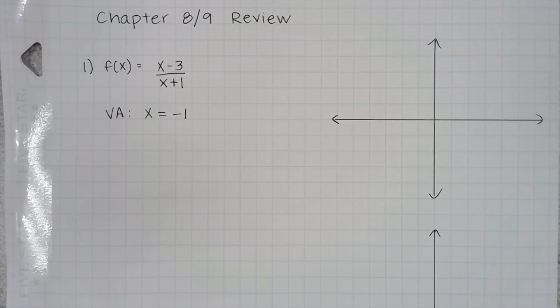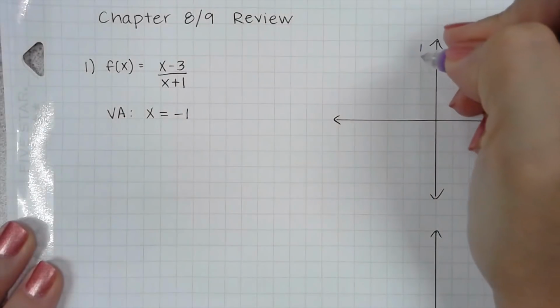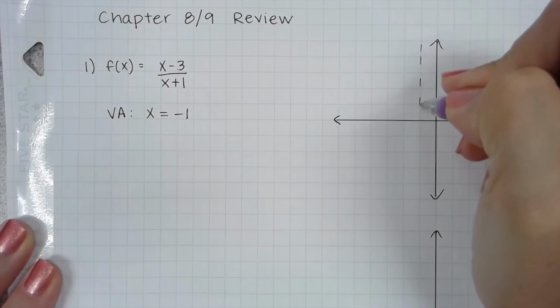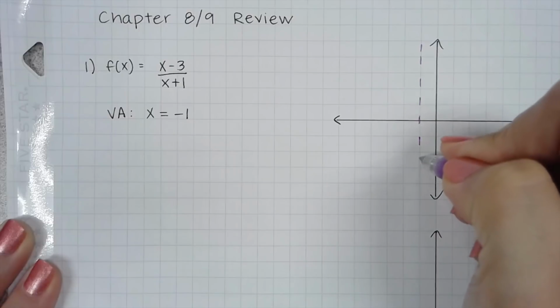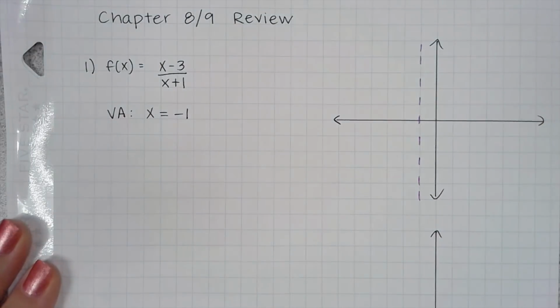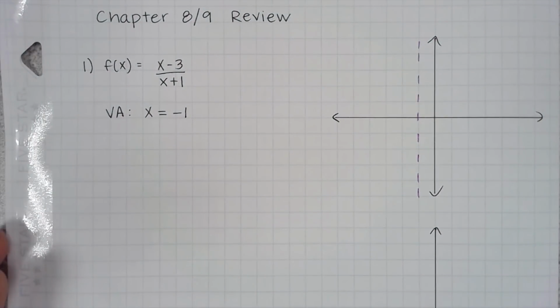We can come over to our graph, and we can graph that vertical asymptote here. So it's a vertical line that the graph that I eventually draw won't cross. And so that's going to be one of the lines that this graph doesn't cross.